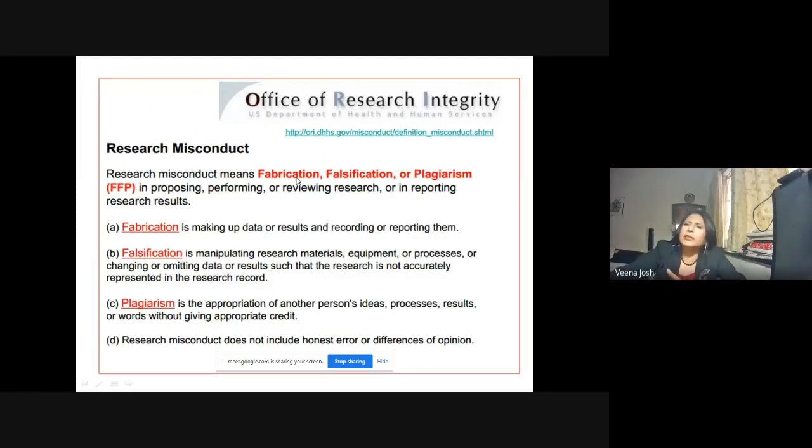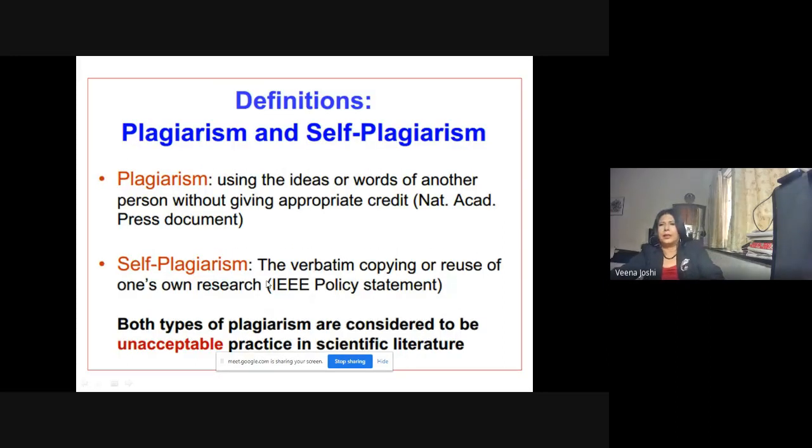Research misconduct includes fabrication, falsification, and plagiarism, FFP. Fabrication is making up data or results and recording or reporting them. Falsification is manipulating research material. And plagiarism is using the ideas or words of another person without giving appropriate credit. I told you it is built on trust. If I have used someone else's definition or finding without giving credit in the end, that is plagiarism.